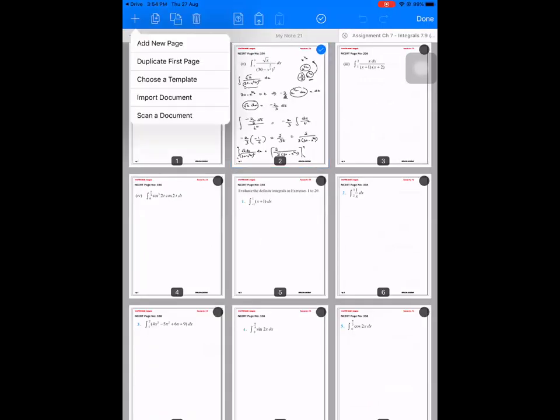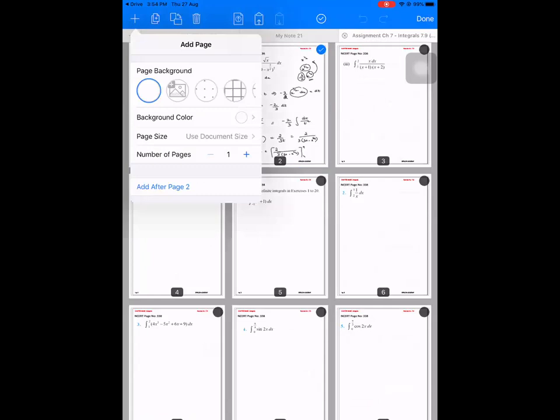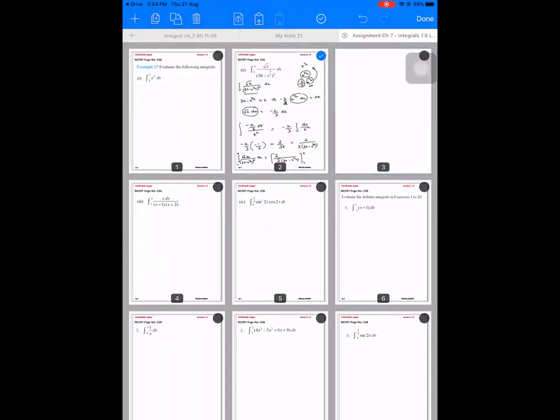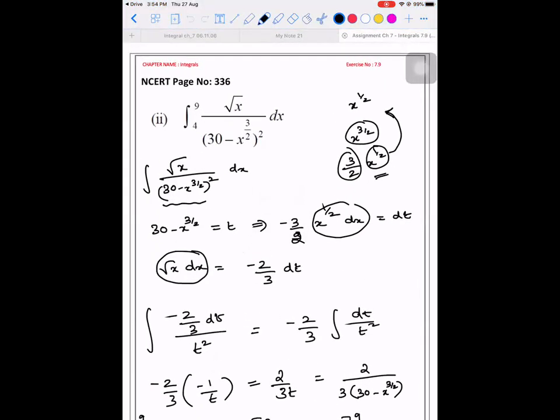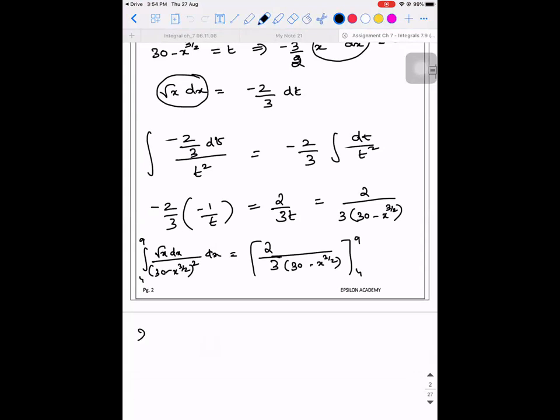So whichever is a constant, you can take it out, okay? So here, what is the constant part? 2 by 3. So if you take out the 2 by 3, then you will have 1 divided by 30 minus 9 power 3 by 2 minus 1 divided by 30 minus 4 power 3 by 2. Is it clear? So what is 9 power 3 by 2?